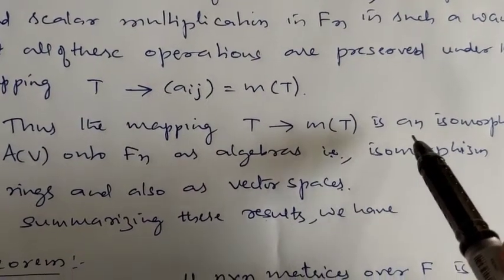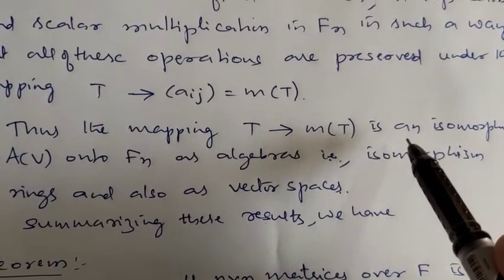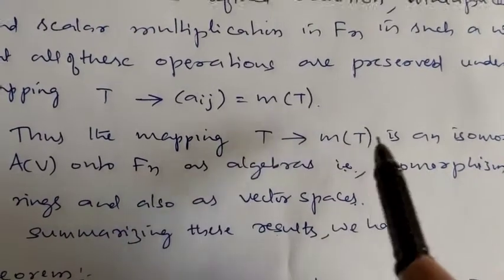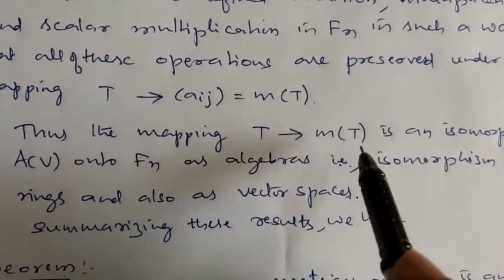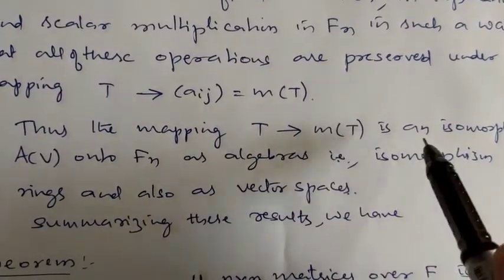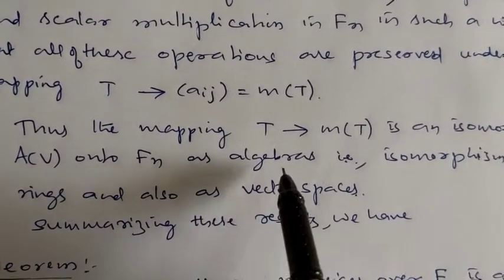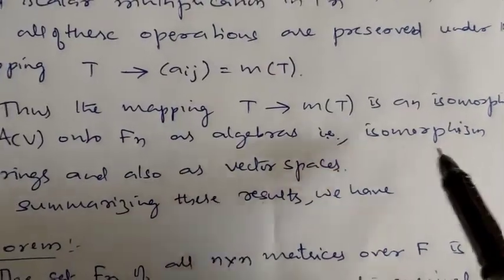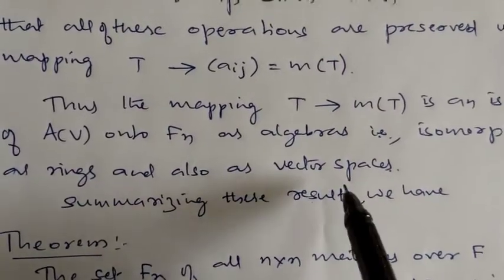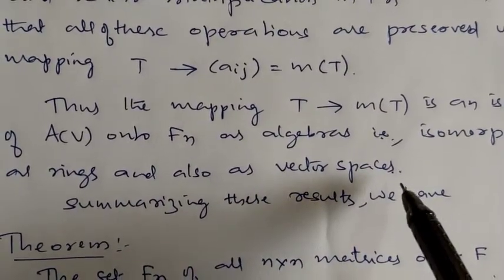We need to verify the homomorphism condition for addition, multiplication, and also for scalar multiplication. That's why this mapping is an isomorphism of A(V) onto Fn as algebras, that is, isomorphism as rings as well as isomorphism as vector spaces.